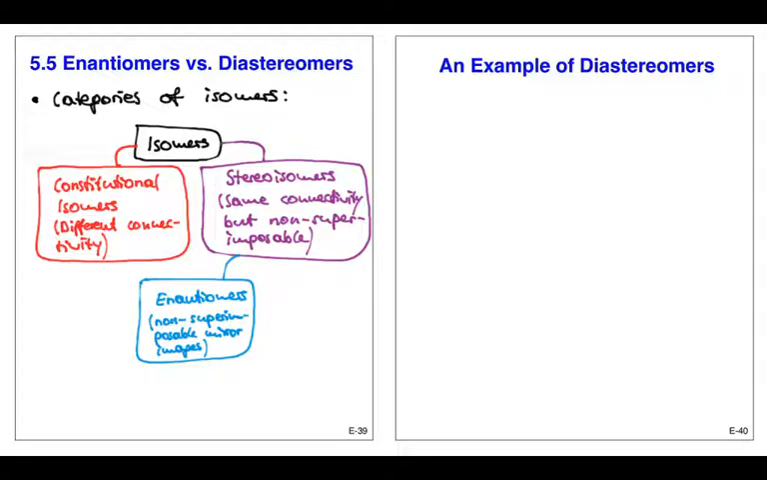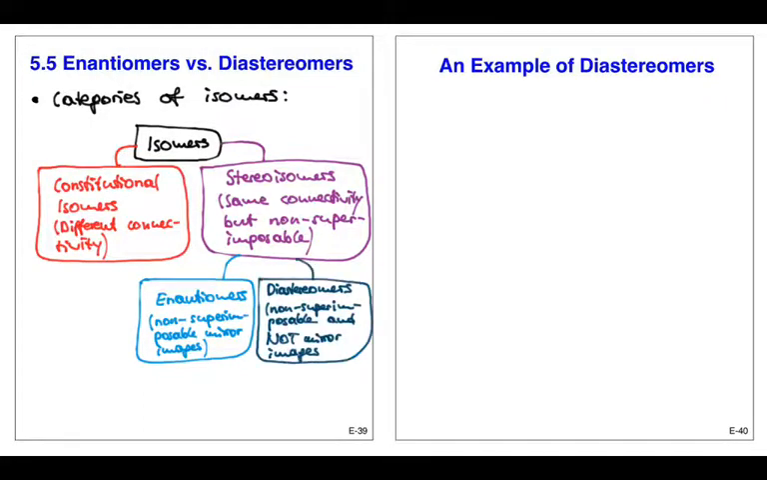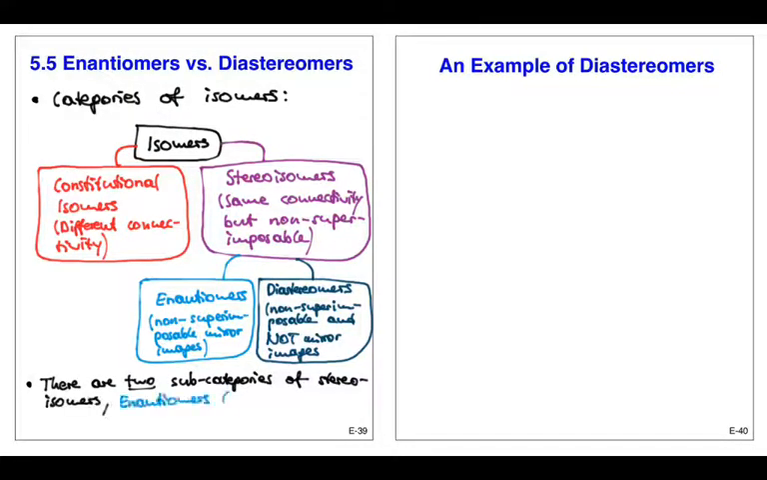non-superimposable mirror images. All right, now here the thing is that any two types of structures which are not mirror images and still not superimposable, still stereoisomers, they're classified as diastereoisomers. So as we said in class, diastereoisomers is kind of like just simply a collection basket for any two structures which are stereoisomers, but they're not mirror images, so they're not enantiomers. So that's what I want you to remember, that there are two subcategories of stereoisomers: the enantiomers, which are mirror images, and the diastereomers, which are pretty much everything else.